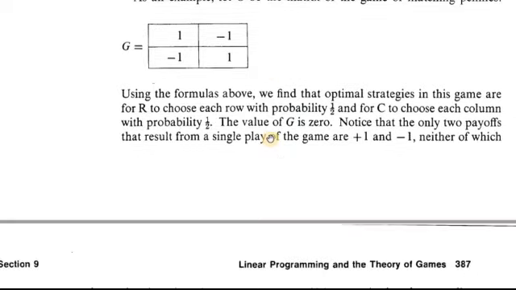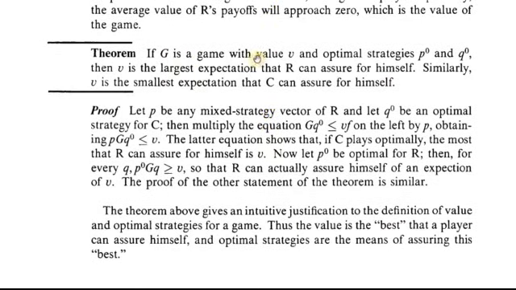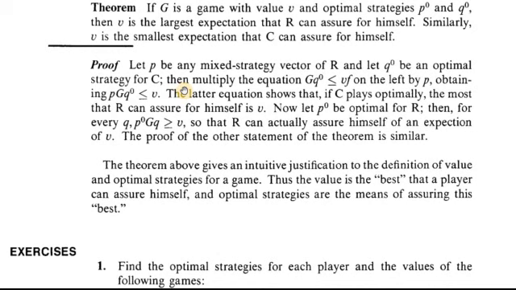And then let's see, one more theorem. If G is a game with value V and optimal strategies P0 and Q0, then V is the largest expectation that R can assure for himself. Similarly, V is the smallest expectation that C can assure for himself. This is what I've been saying about the maximin and the minimax. V is the maximum minimum payoff for the row player, and V is the minimum maximum penalty for the column player. All right. So that's kind of background of general game theory. Soon we'll see how to apply linear programming to find these optimal mixed strategies.